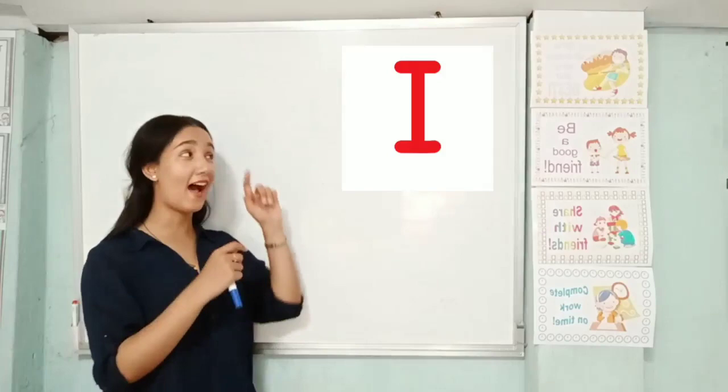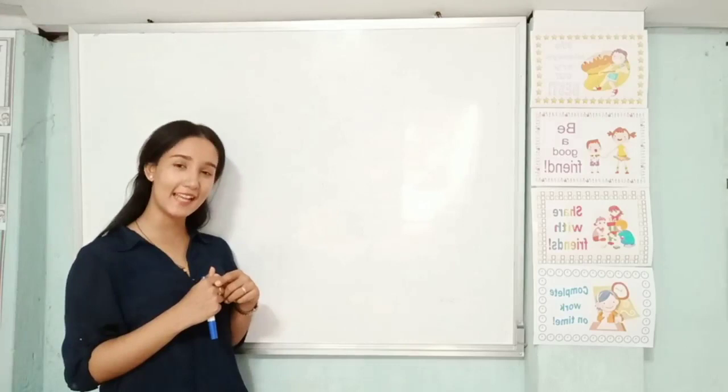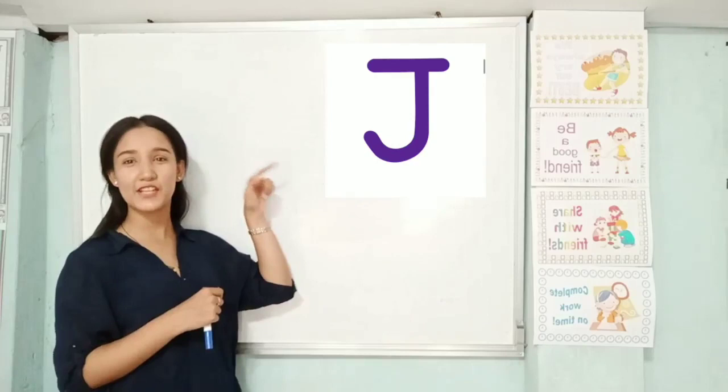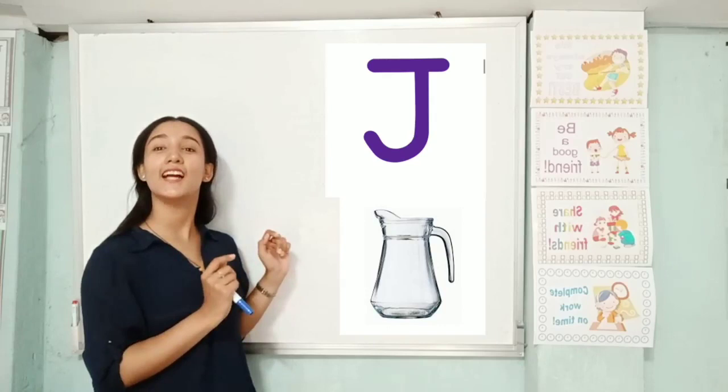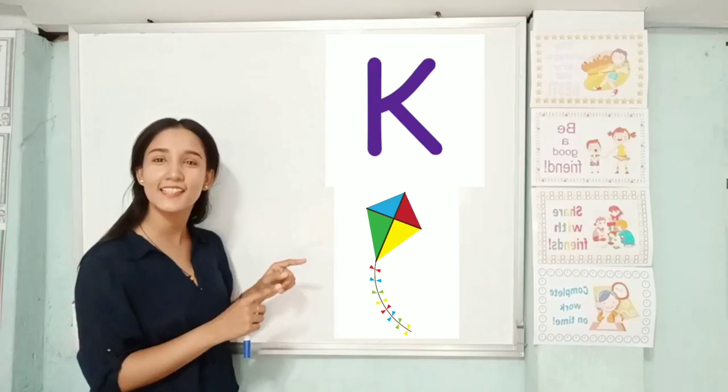And then I. I for ice cream. Ice cream. And then J. J for Jack. Jack. And then K. K for kite. Kite. And then L.